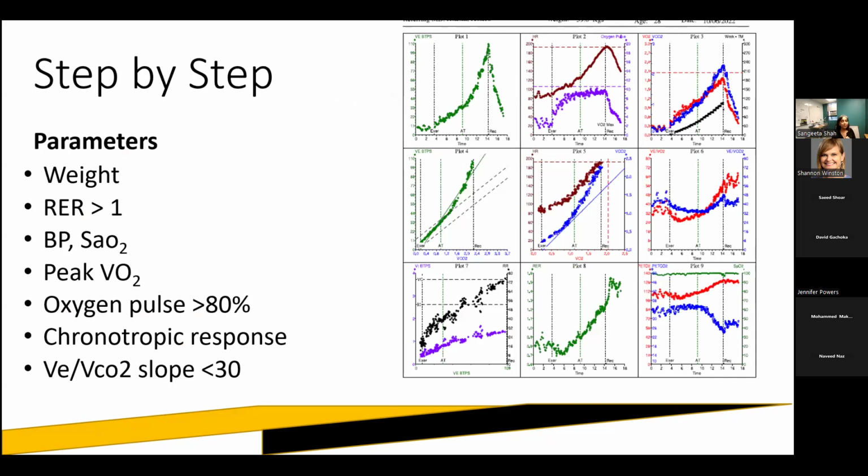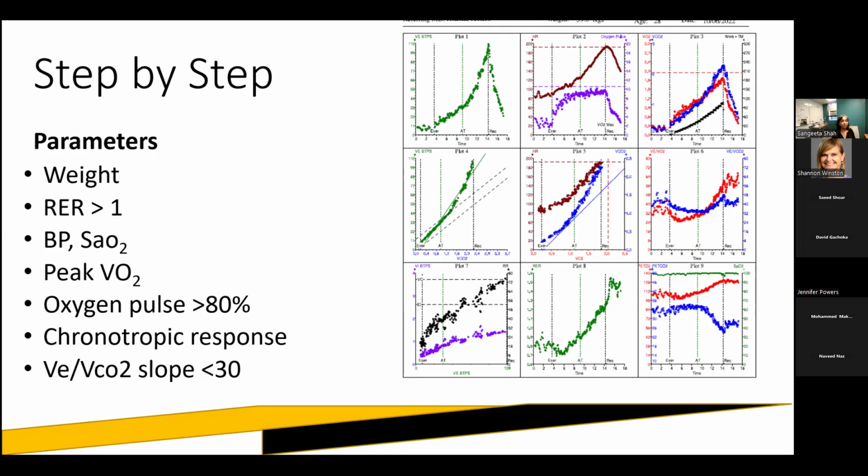Going step by step through the parameters that CPET allows us to gain. So weight is a very important parameter. RER, so the RER is plot 8 right here. The reason I'm just showing you the overview is because as I go through the cases, I'm going to show these parameters on these patients. RER greater than 1, which is right here in plot 8. You look at blood pressure and saturations. Plot 9 is your saturations, and it is your green line coming across.